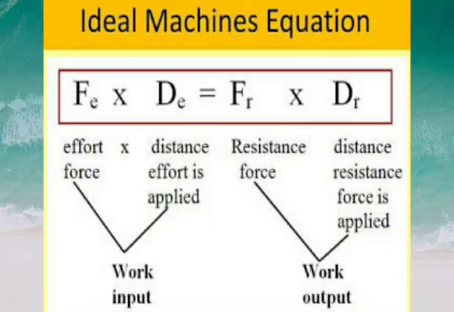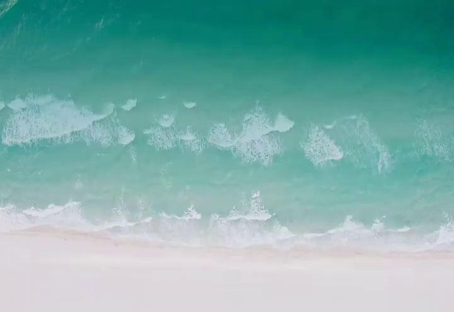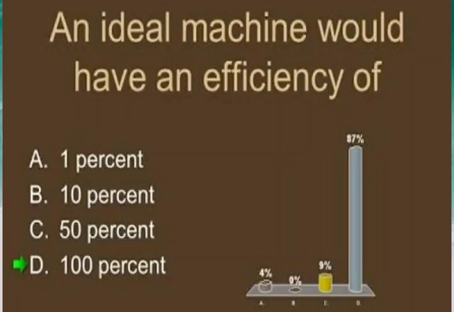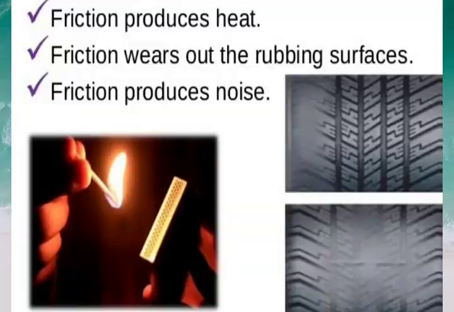Now let's discuss the ideal or perfect machine. A machine in which no part of the work done on the machine is wasted is called an ideal or perfect machine. Thus, for an ideal machine, the work output is equal to the work input. Clear? But practically no machine is perfect, because some part of the work done on the machine is always lost in overcoming the friction between the moving parts of the machine.